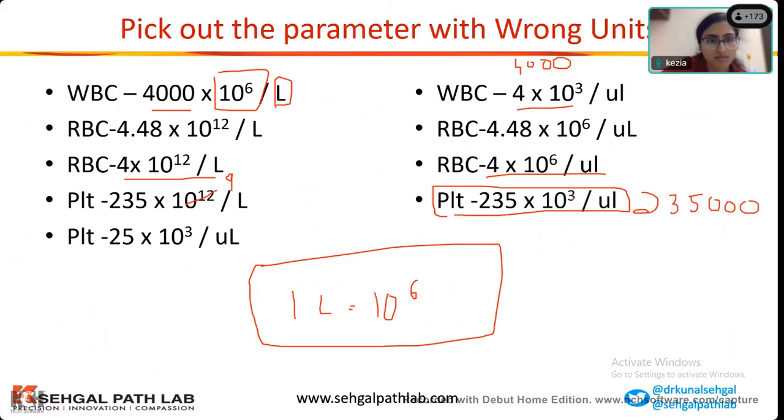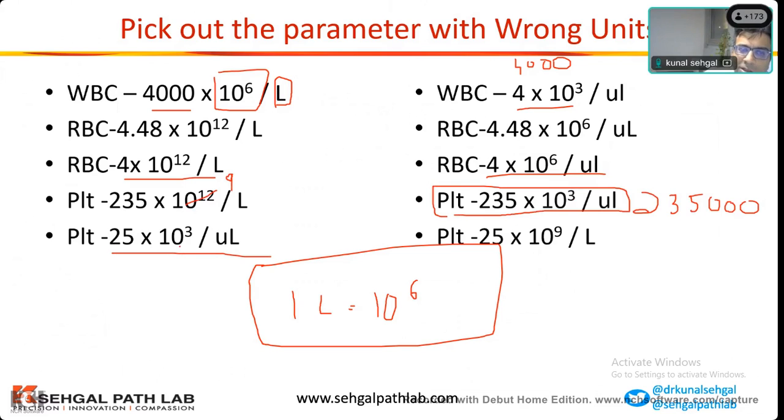So from 3, you have to go to 9 per liter. Now here it is 25,000 per microliter or 25 into 10 to 3. So again, the difference is 10 to the power 6. Why did I show this? Because in different instruments, in different labs, in different parts of the world, you have different units and we get very confused. So do not forget units.